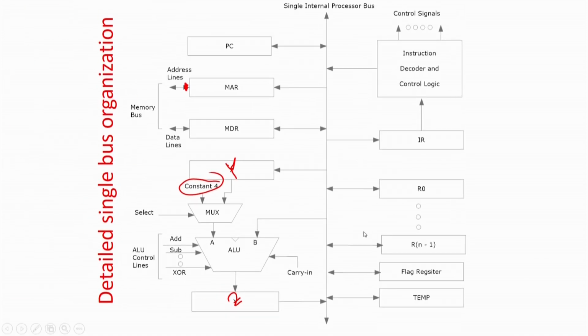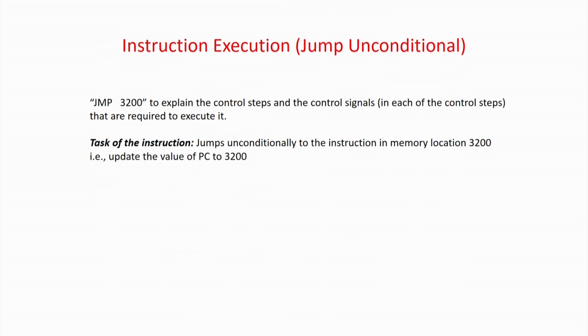So, this flag register is playing a very important role in determining the control signal. That is why we have put special emphasis on the flag register. This is mainly shown over here. Okay, so now with this, let us start taking some examples of instructions and see exactly what happens.